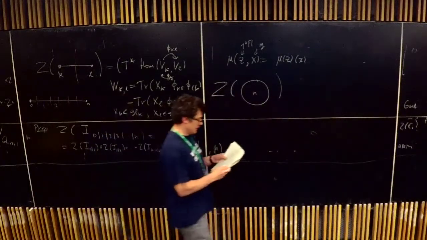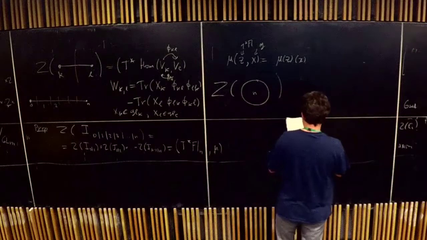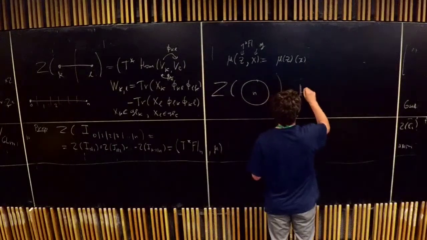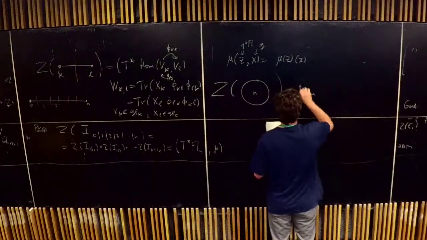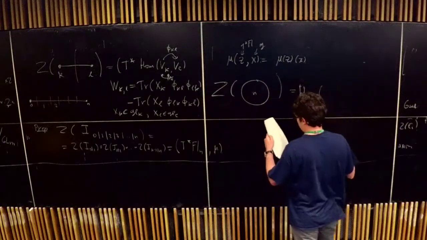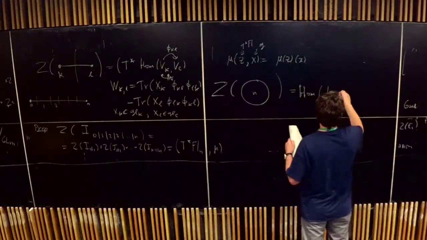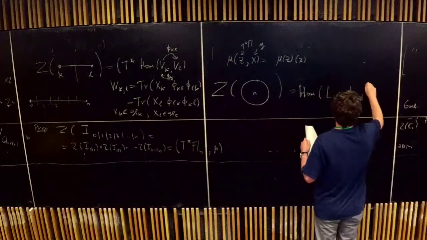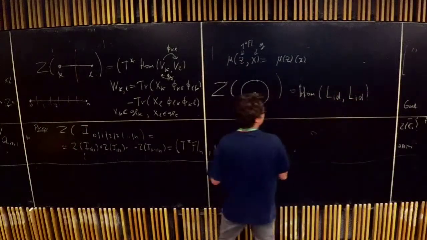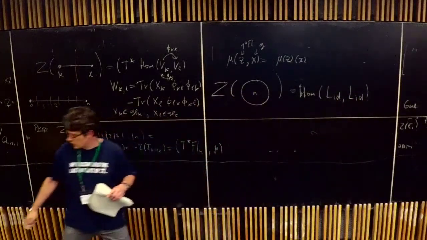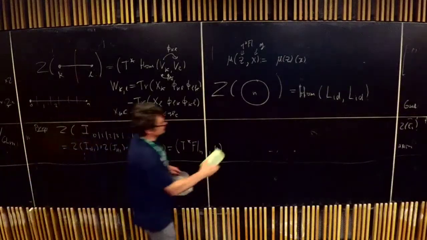If nothing happened here, it had better be Hom from n to n again. It's Hom of the identity map to itself. So it's an unknot now, right? You're doing Z of the unknot.